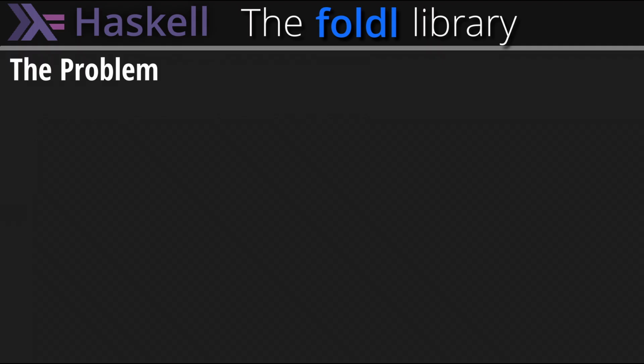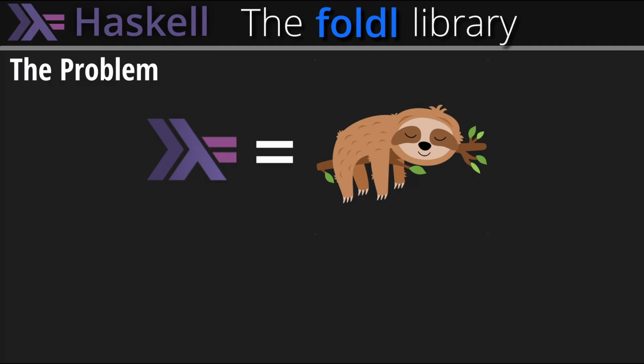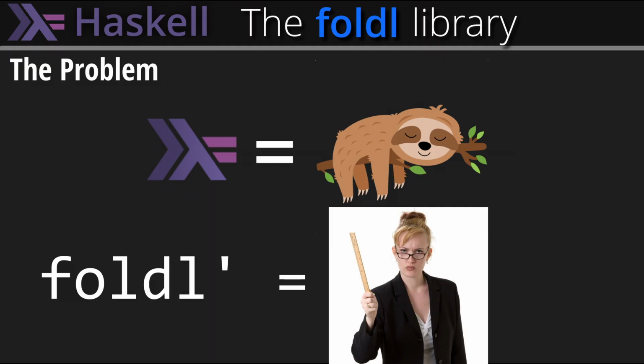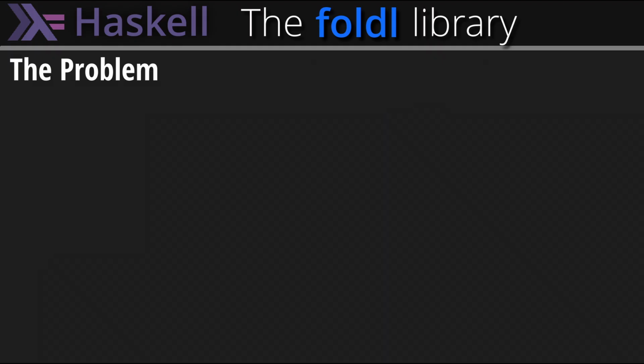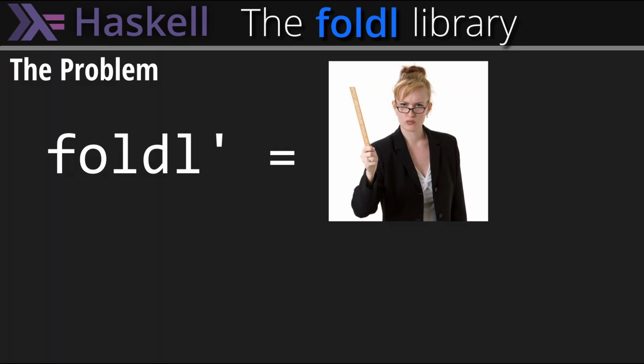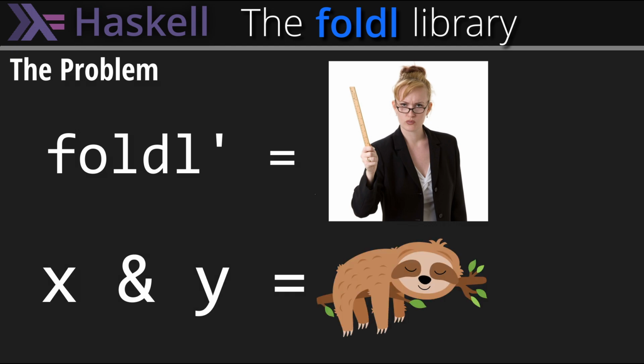See, you've probably heard that Haskell is a lazy language, so it doesn't evaluate values until they are needed. foldl prime, however, is a strict function, meaning it forces itself to be evaluated at every step. I won't go into the details of lazy and strict evaluation here, so I'll keep it simple. foldl prime is strict, while the x and y are lazy. All you need to know is that this discrepancy is problematic for memory. The fix is simple enough though.